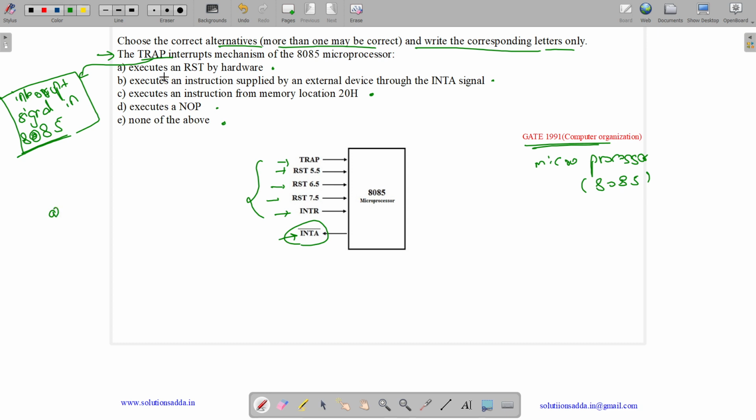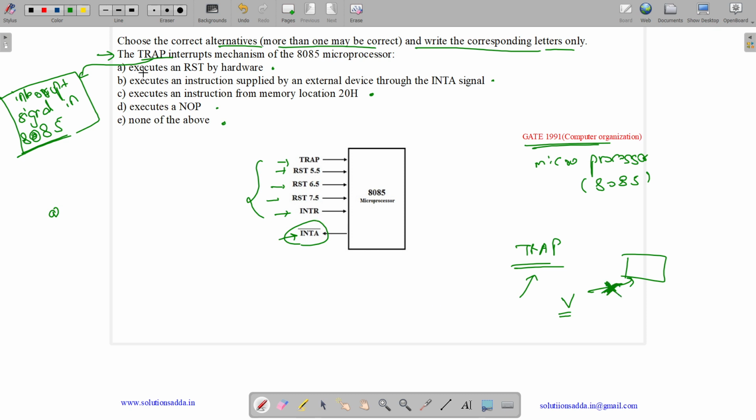Option A states executes the RST by hardware. So why is this trap used? First, let me tell you this. Trap is basically used to cut the input voltage. We will have CPU and there will be some input voltage. Trap is used to cut the input voltage to reset the processor in the event of loss of power. Like when power goes, trap is used to basically cut this input voltage.